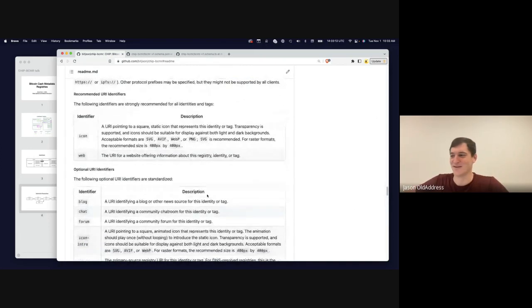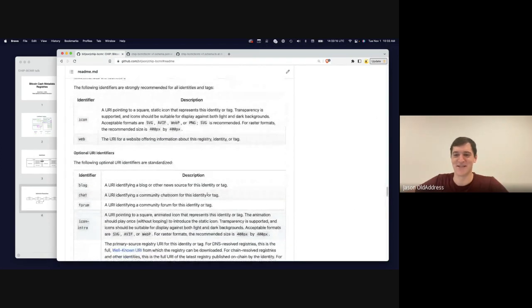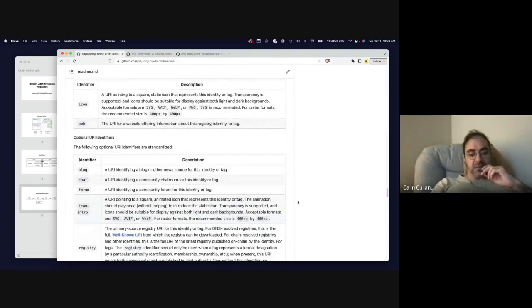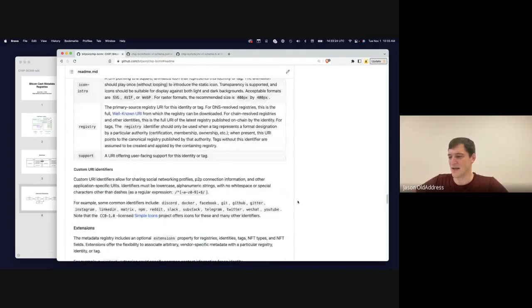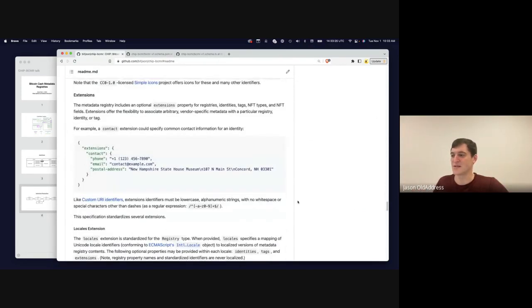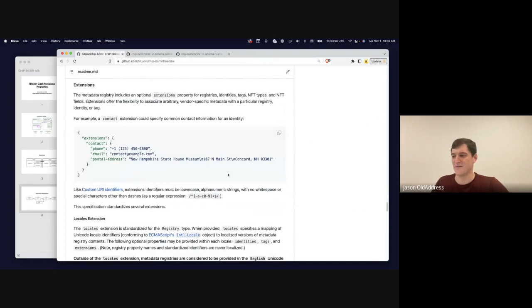You want clients to be able to come to a consensus on which one is the right URI for that identifier. Right. Makes sense. Yeah. But yeah, so I think that covers a lot of the basic stuff. And then, as we were discussing earlier, there's a concept of extensions.